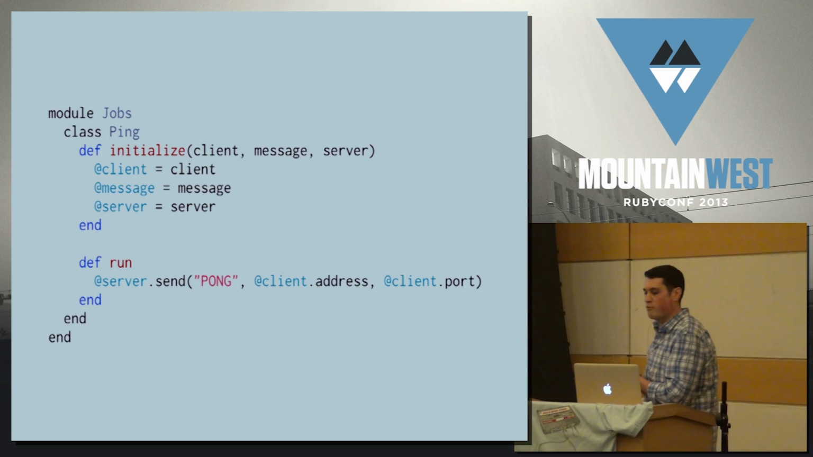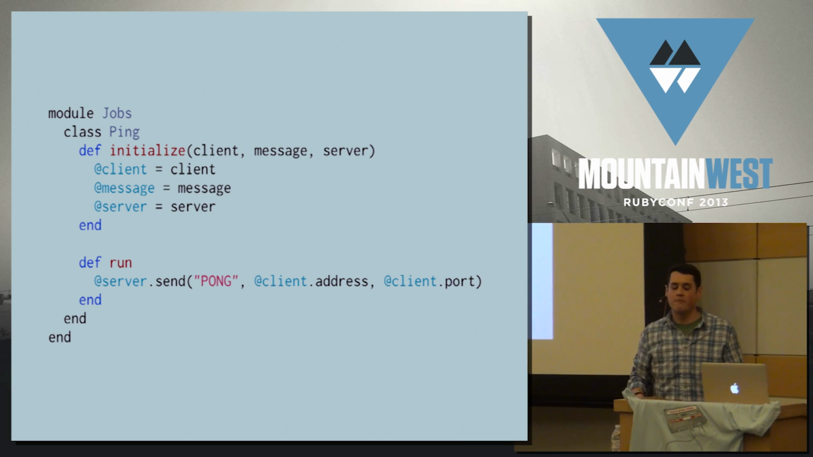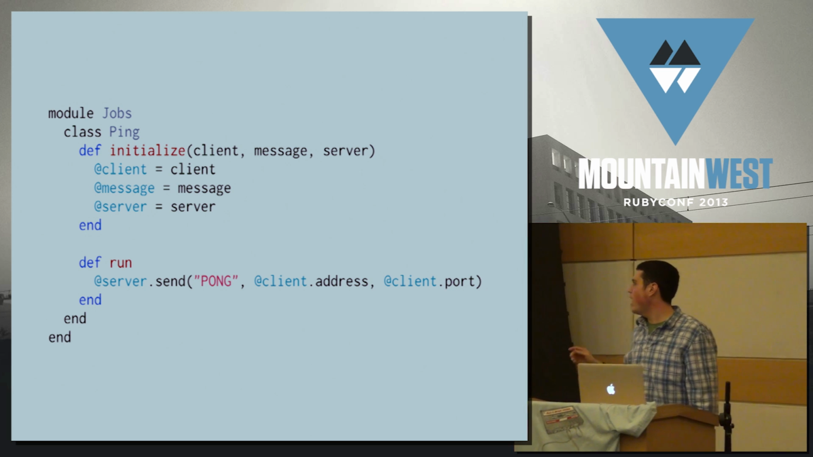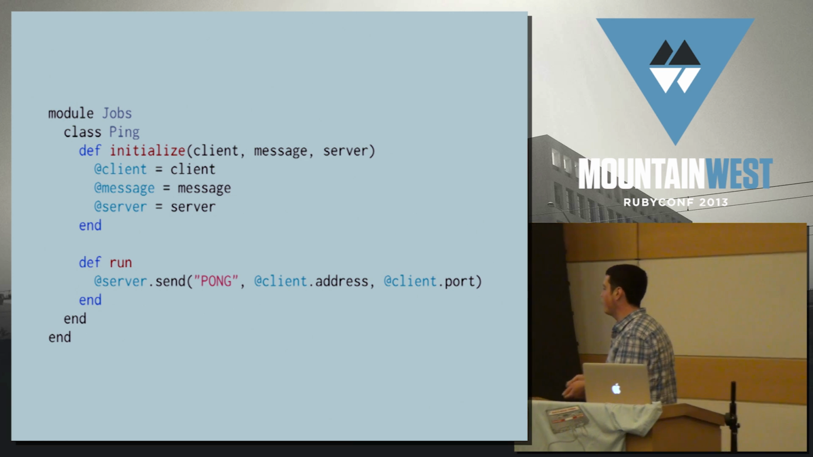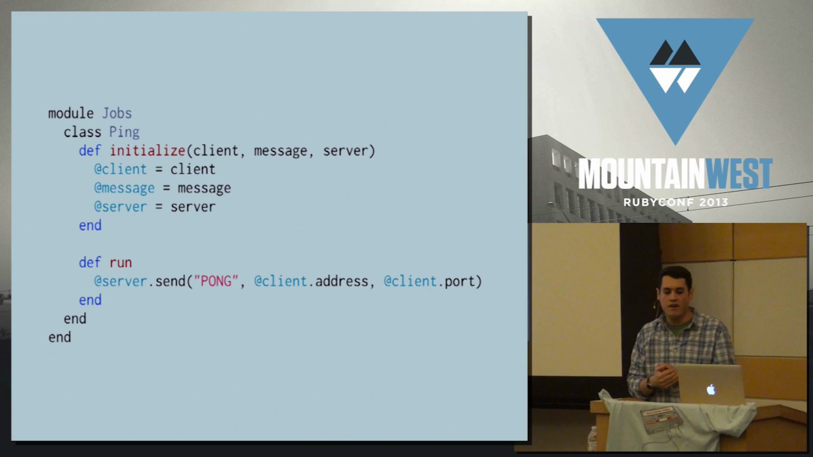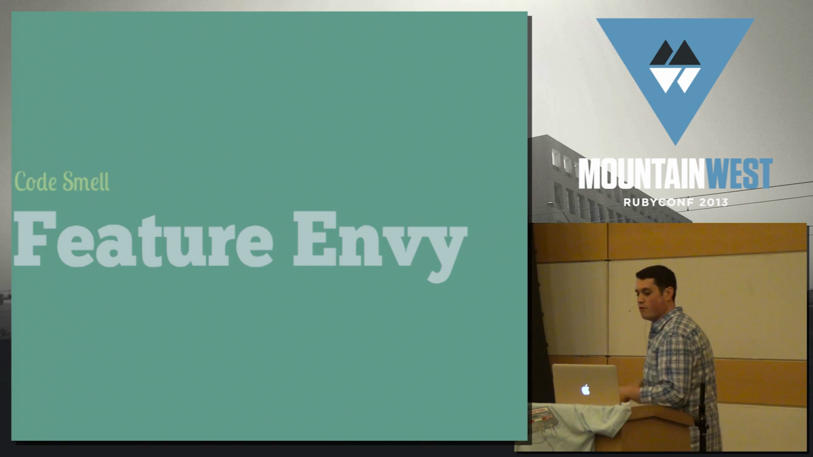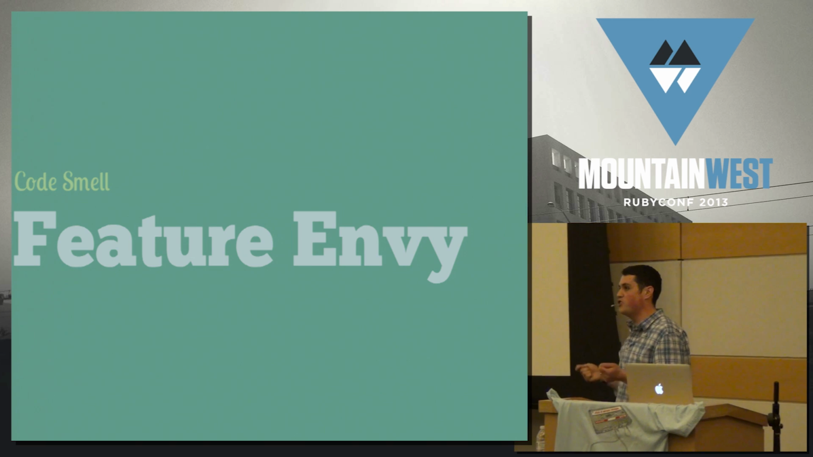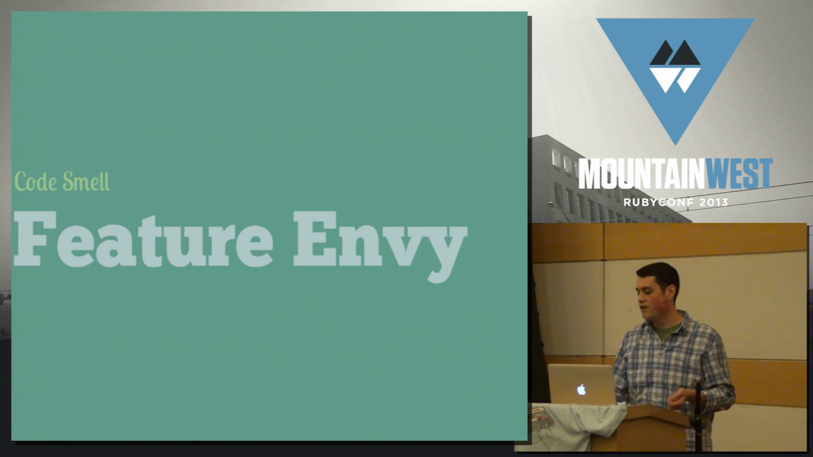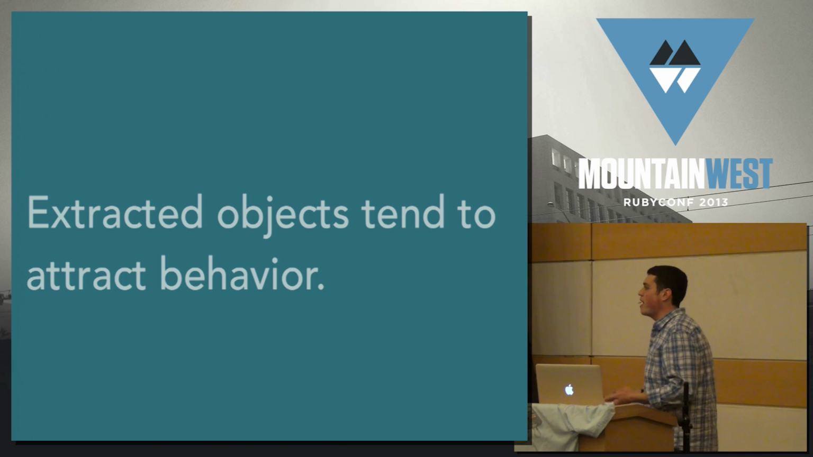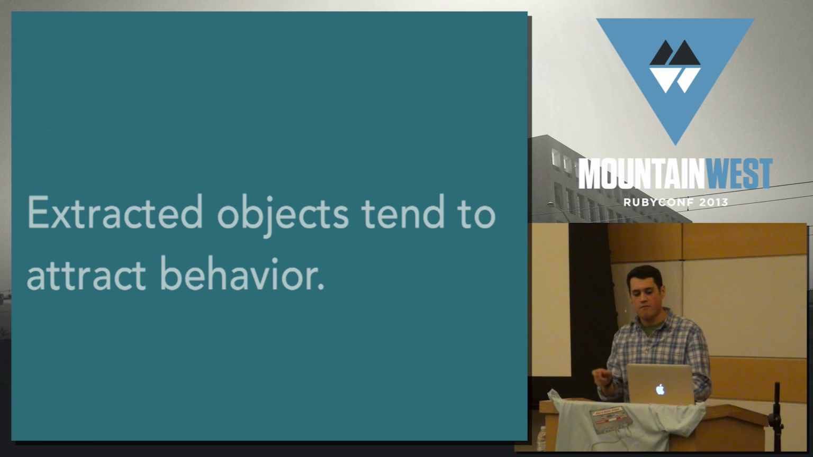So now we can go back to jobs ping. We still have our data clump, but at least now our data clump is coherent. And looking at it, it becomes pretty obvious that we can't do this work without the client's data. Client is the key actor in this line of code, but we are asking it questions rather than letting it do its job. This is an example of feature envy. We're trying to do someone else's job with someone else's data. It's obvious that client should be the one doing the work. Extracted objects tend to attract behavior. So now that we have something called client in our system, we want to give it behaviors.